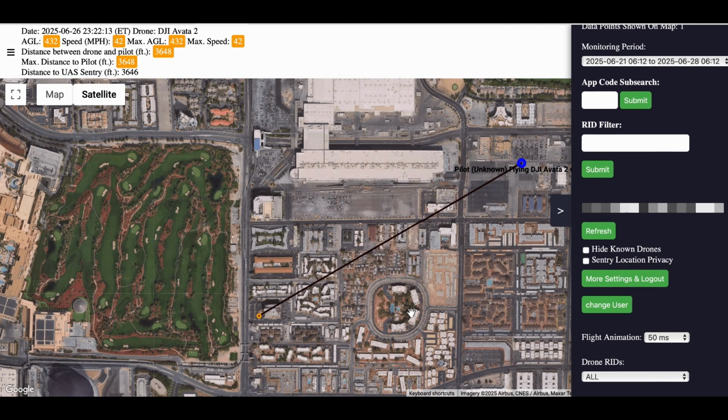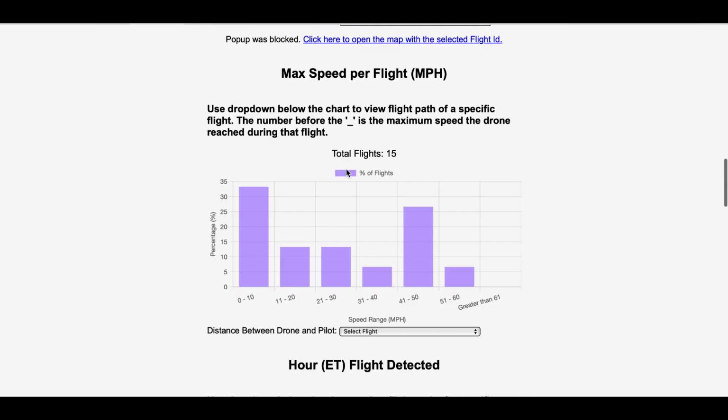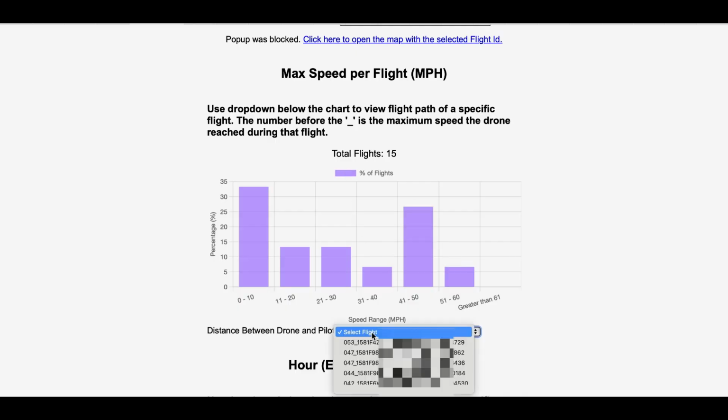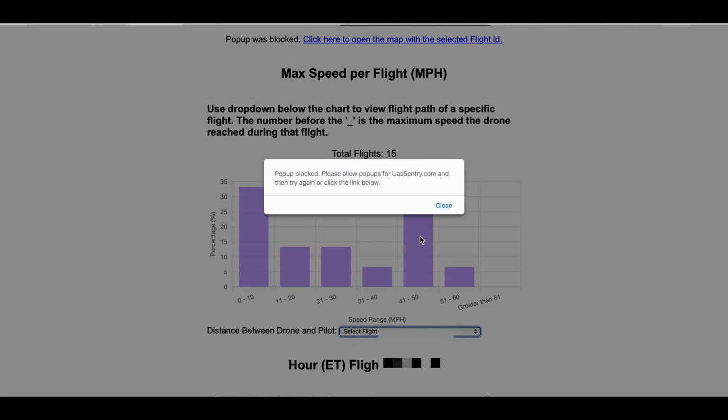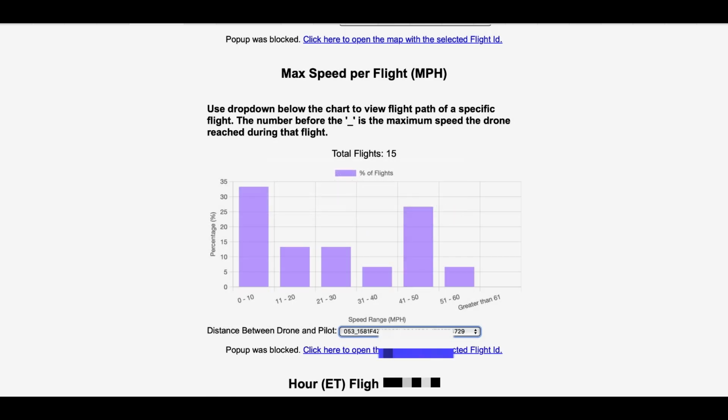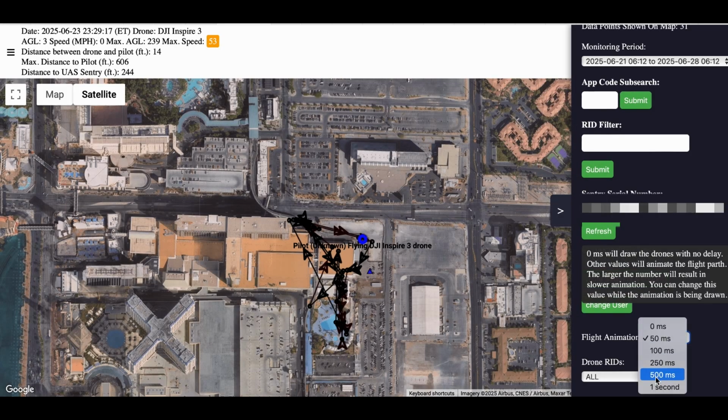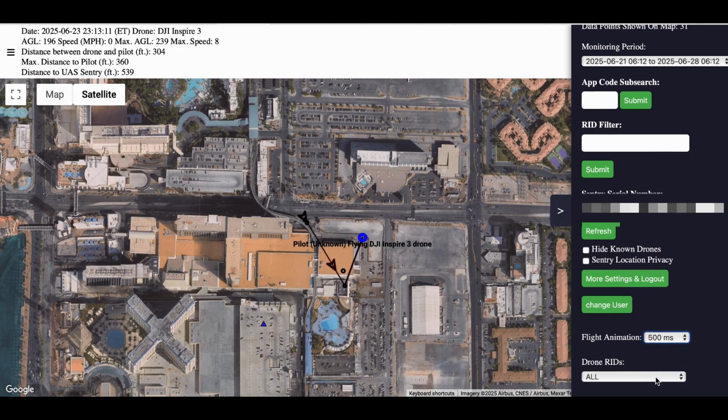Next, let's check out max speed per flight. We'll check out the fastest one. Pretty fast drone. And that was an Inspire. And if you look closely, you'll see a little triangle going around. That's actually the receiver. We were in the parking structure, and if you go back and replay this, you'll see the drone or the car driving around the parking structure.